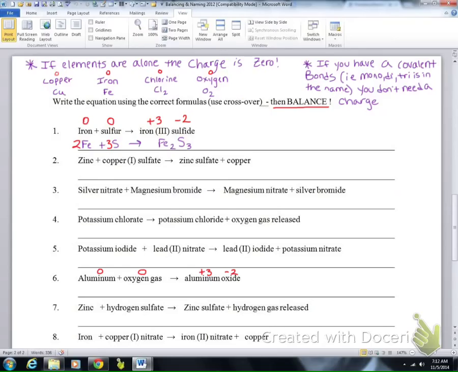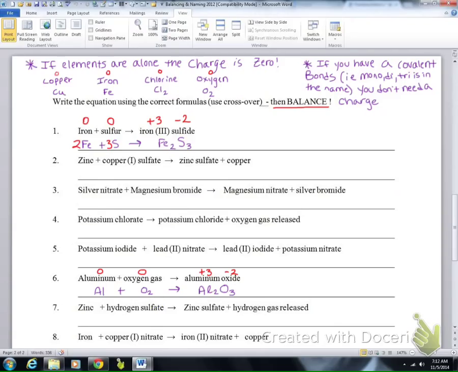Alright, so then our next example, we're going to do number 6. Aluminum is a 0 charge because it's a metal by itself. Oxygen gas is a diatomic molecule, so it's considered an atom by itself, so we leave it as a 0 charge. And then we've got our +3 and -2 aluminum oxide charges there. So I'm going to write my formula. Don't forget on your oxygen gas to make sure you include the subscript there.